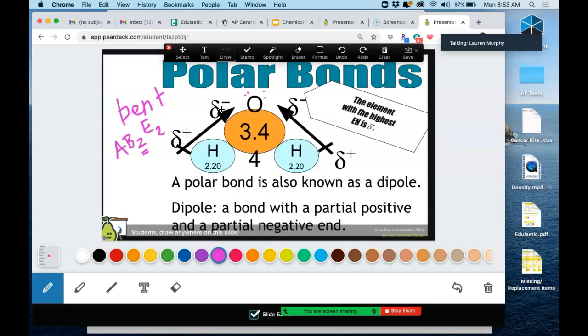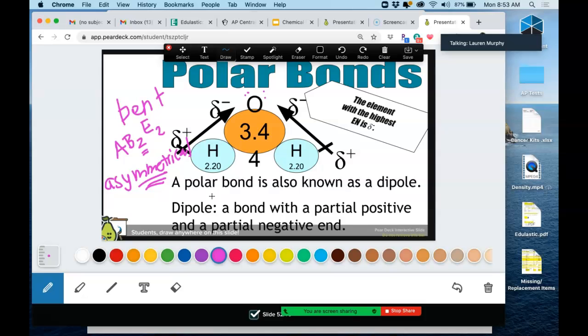And if you notice these dipoles, they're all going in the same direction. All those electrons are being pulled towards oxygen. So you have a very big, strong region of electrons around oxygen, which leaves the hydrogen regions, this hydrogen right here and hydrogen right here, slightly positive. Now, bent is an asymmetrical shape.